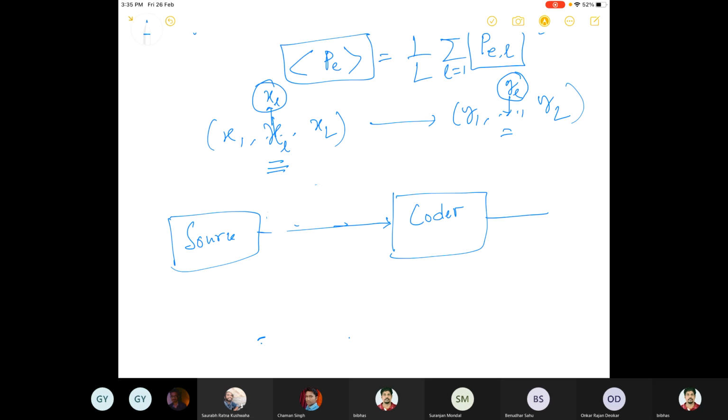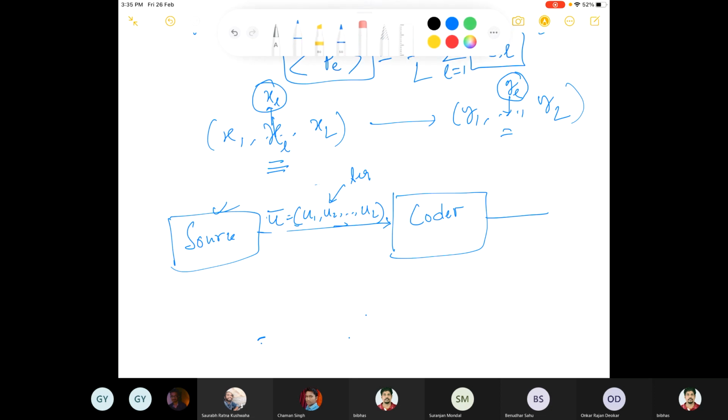Let me say this is some U bar, which is U1, U2, some UL. This is what the source symbols are, because it's a source. The source letters are the source sequence. Just let me write it as source sequence. This is just the source sequence.